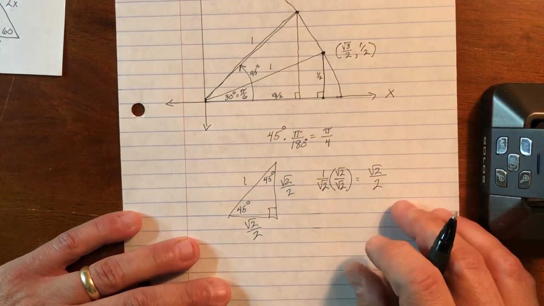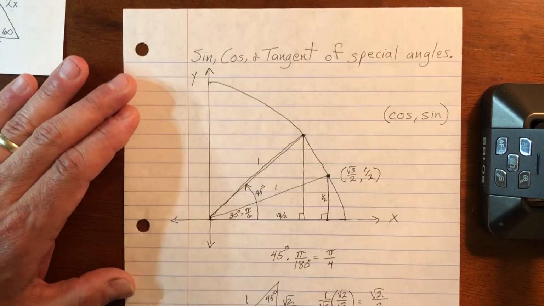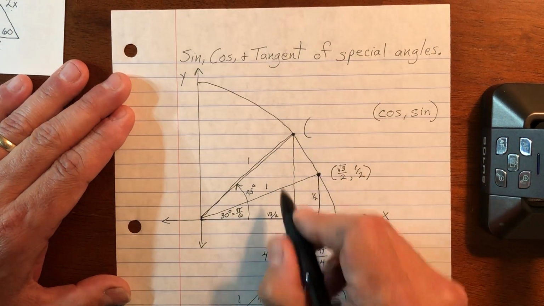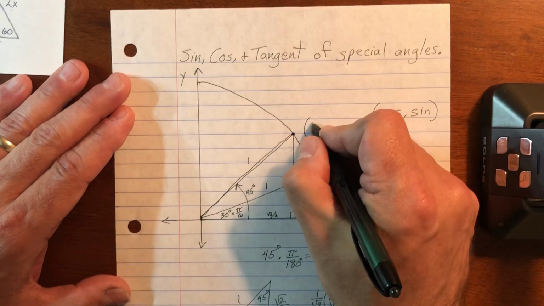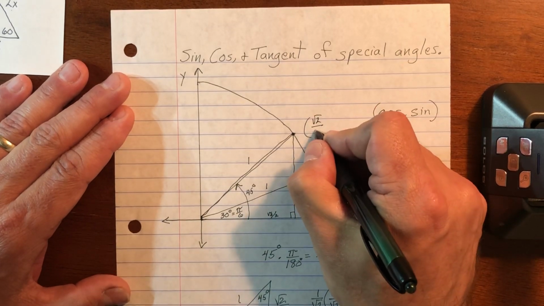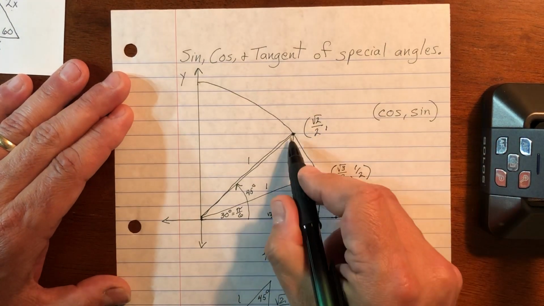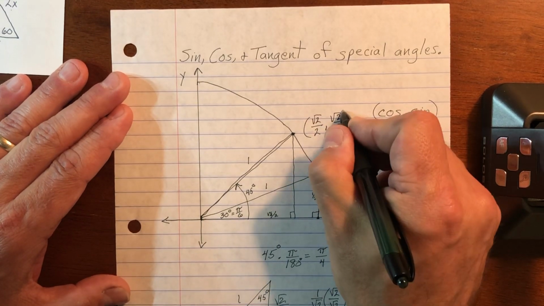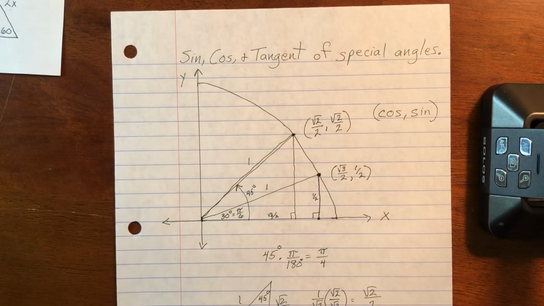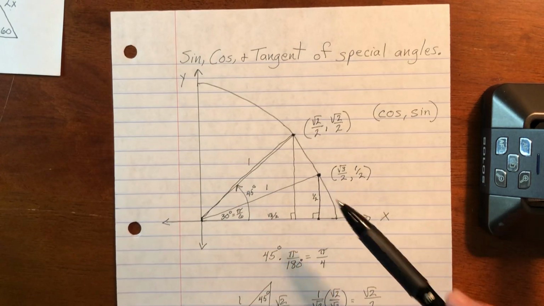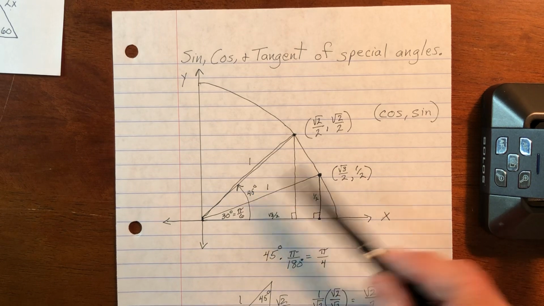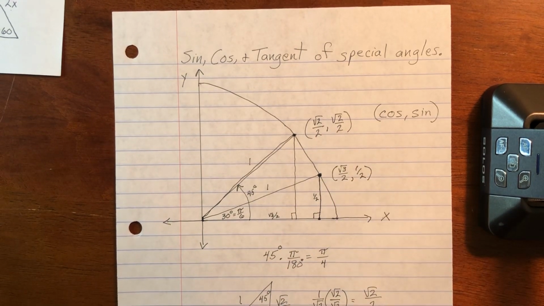Which means, and this is the important part, back here on our unit circle, what is the x-coordinate of this point? It would be the square root of 2 divided by 2. And what would be the y-coordinate? It would be the square root of 2 divided by 2. Why is that important? Because now I know that the cosine and the sine of a 45-degree angle is the square root of 2 divided by 2.